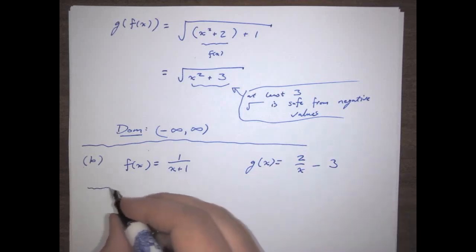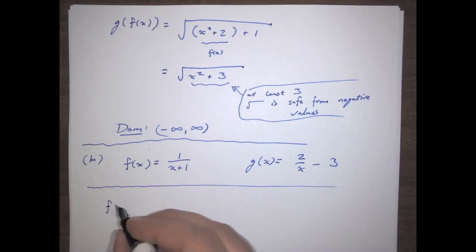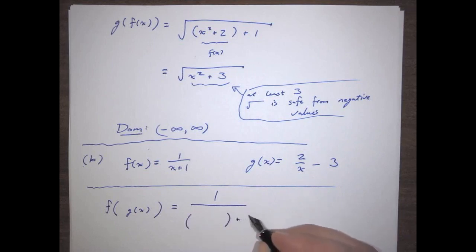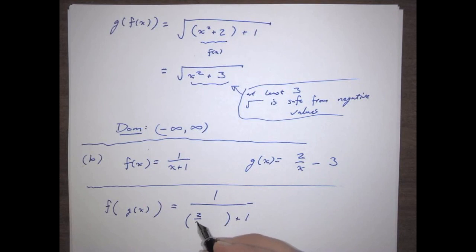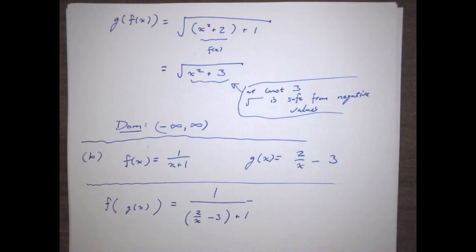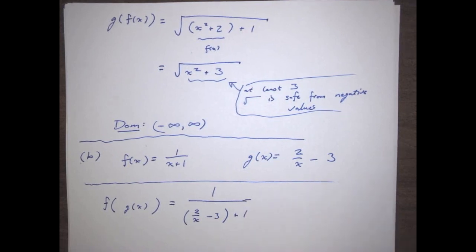Alright, now what we have here when we do the composition is f of g of x, which means where we take the formula for f, and everywhere where there was an x, there will now be this. So it's going to be 1 over 2 over x minus 3. Now, this then can be dealt with.